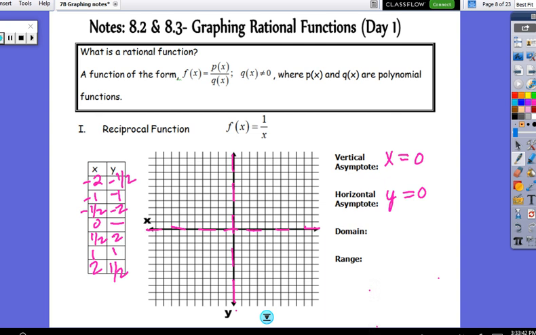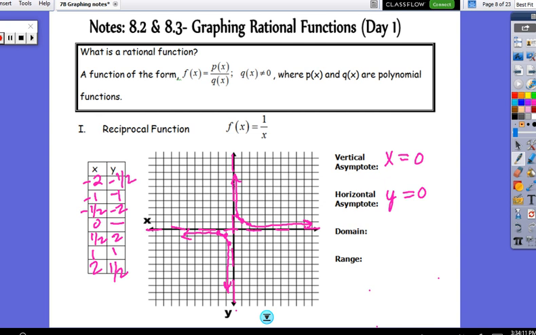So from 0, 0, we're going to go left 2, down 1/2, left 1, down 1, left 1/2, down 2. So this piece curves and follows the asymptotes out. And then on the other half, we're going to have 1/2 up 2, 1 up 1, and 2 up 1/2. So here's the other piece of our graph. Rational functions usually have two pieces.